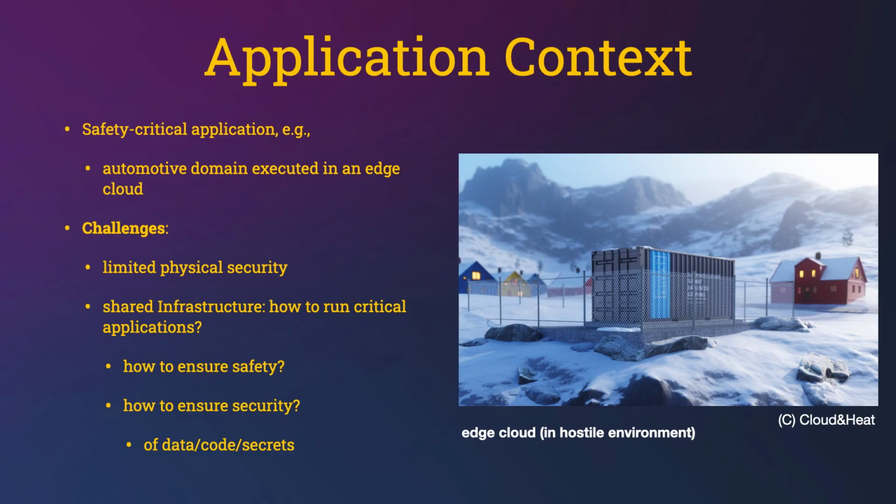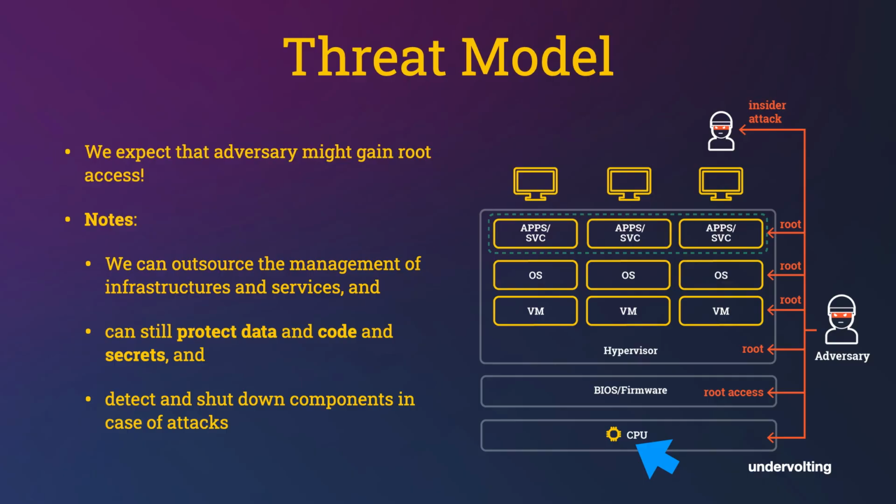So therefore, what we want to make sure is that despite using a shared infrastructure with limited protection, we can ensure the safety and the security of our critical applications. So we want to make sure that the data is protected, the code is protected, and the secrets that we use to encrypt data and code are actually protected. Our threat model assumes that our adversary has already complete control over the infrastructure.